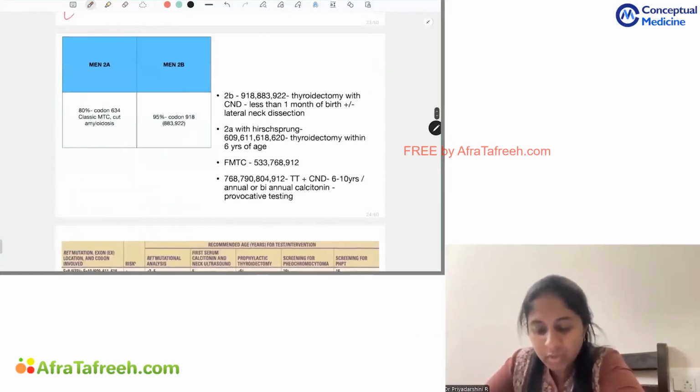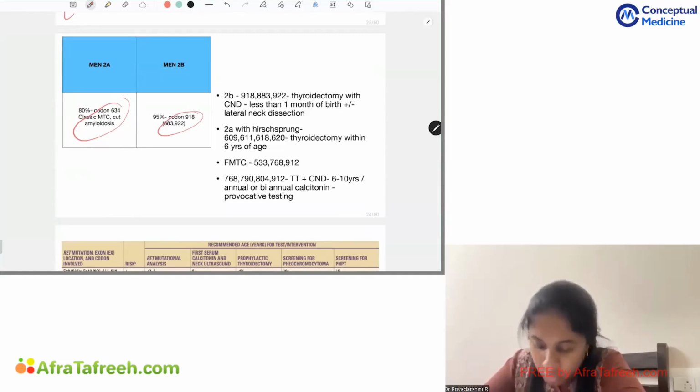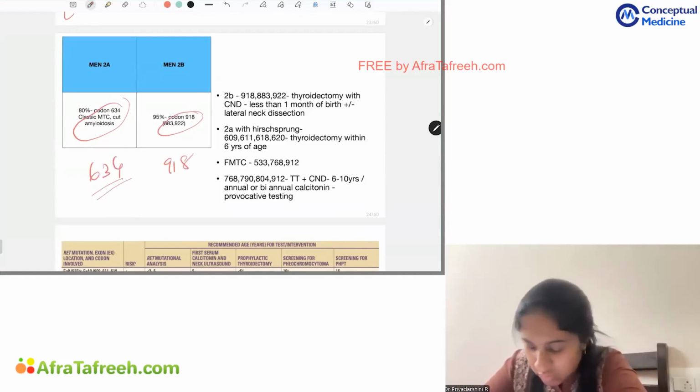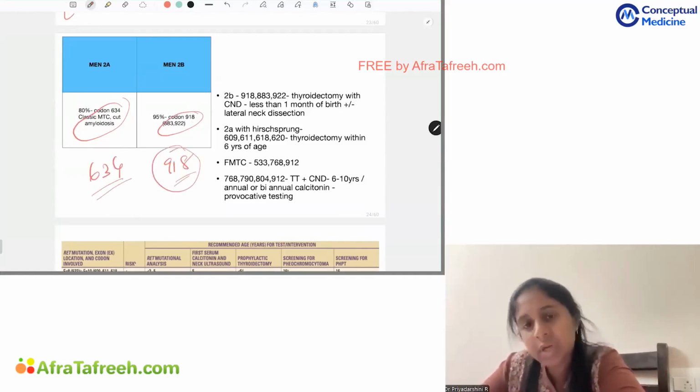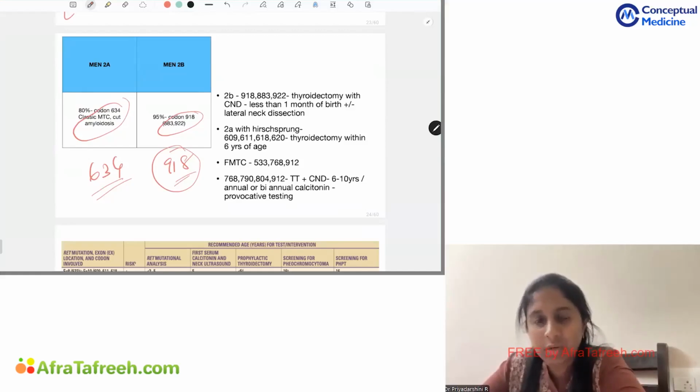Usually, in MEN 2A, I told you about the codon, so usually it will be in the 600s. In MEN 2B, around 95% of the codons would be 918 and 883. The most important thing is 619. Here, the most important codon is 634. Just remember these two numbers. If you see any patient with this number, definitely they have to undergo surgery within one month of birth. So 918, 883, 922, less than 1 month of birth, go ahead with surgery with central neck dissection.